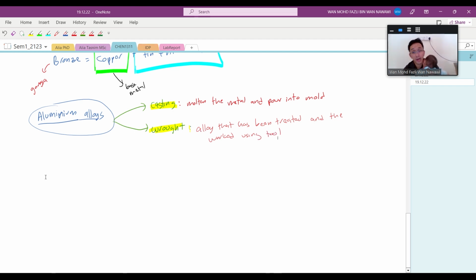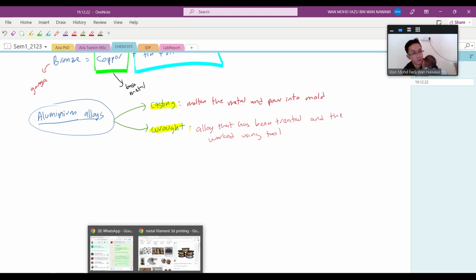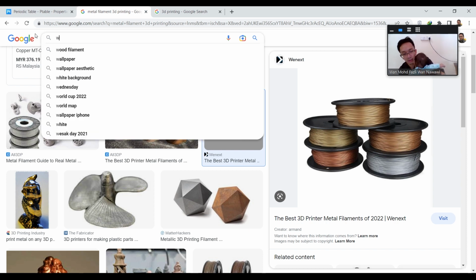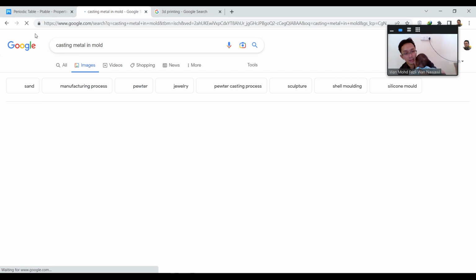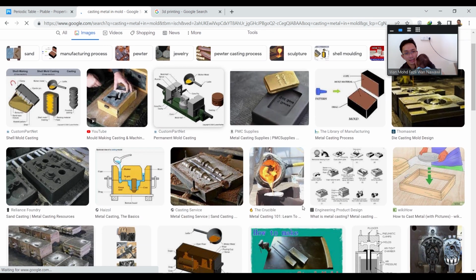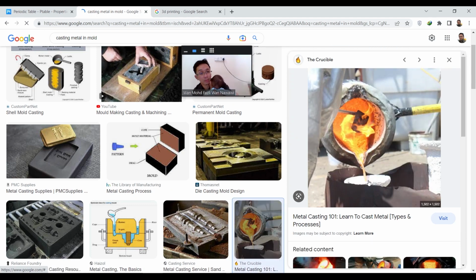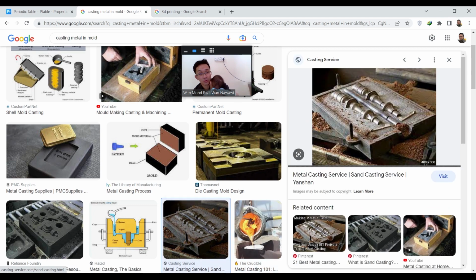Okay, to give you an idea of the difference between casting and wrought, let's go to Google, our friend Google. Let's search casting metal in mold. Okay, so basically you can see this. You melt the metal and put it into the mold, whatever shape, and when it cools and solidifies, you get the metal that assumes the shape of the mold lah. So that is casting.